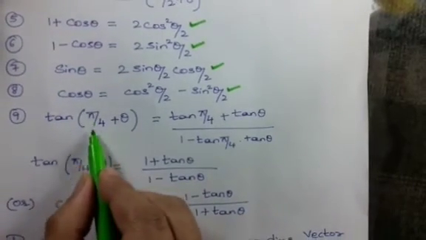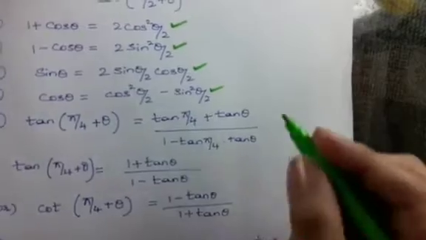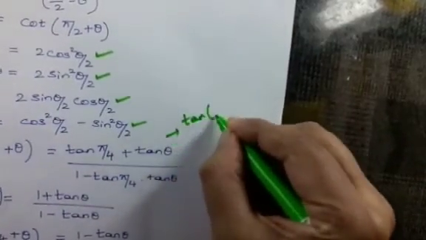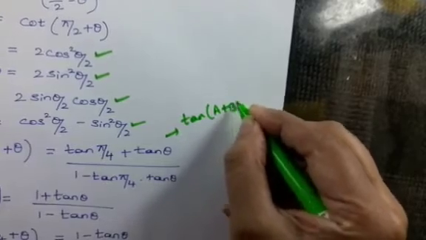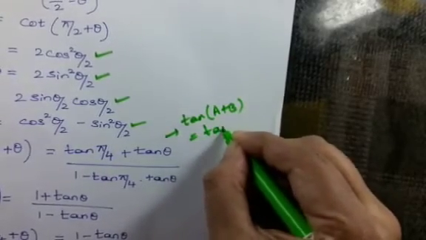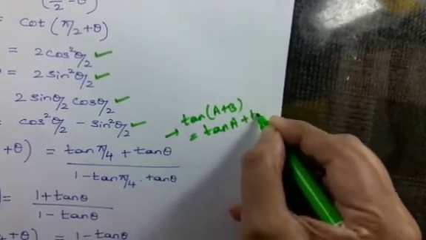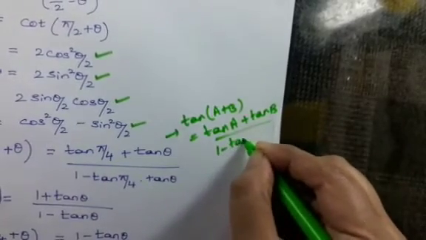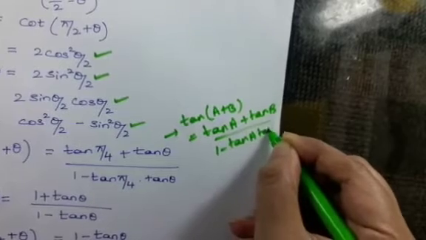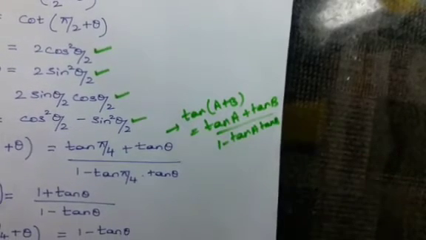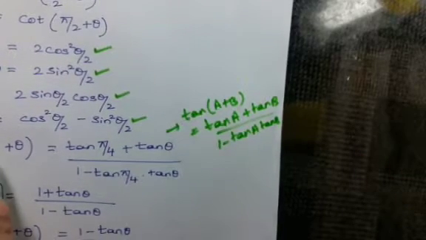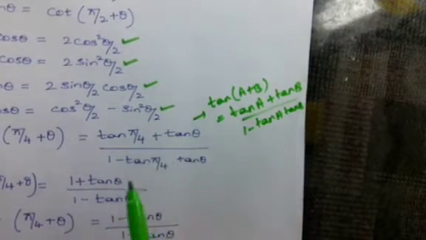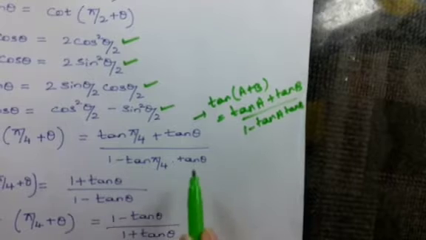Also tan of pi by 4 plus theta. So I have used the formula tan of a plus b is equal to tan a plus tan b divided by 1 minus tan a tan b, you know already, right? So using this formula I can take tan of pi by 4 plus theta as tan pi by 4 plus tan theta, divided by 1 minus tan pi by 4 into tan theta.